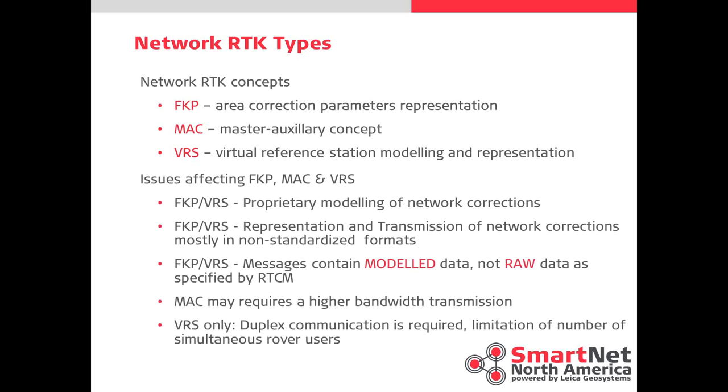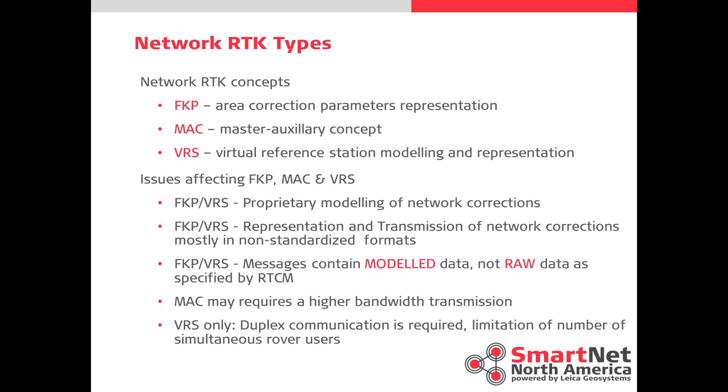There are issues affecting each one of them. You always have trade-offs no matter what type of network you're working on. FKP and VRS are proprietary modeling of network corrections. This means that there's no standard documentation that tells you how the server-side information arrives at its answers. FKP and VRS are mostly non-standardized formats, which ties in with the next one: the messages contained are model data, not raw data, as specified by RTCM.